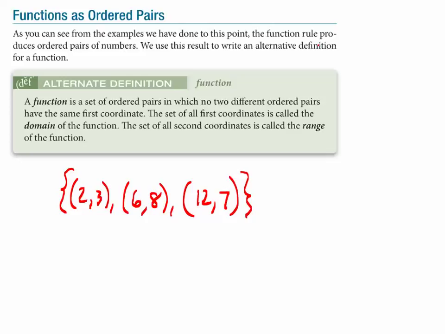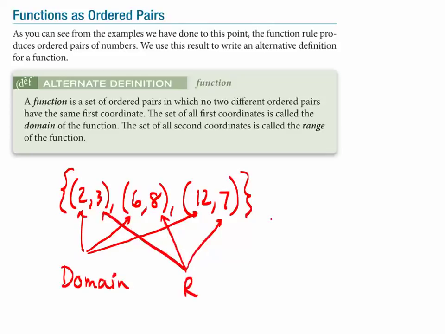Whenever we talk about a function, or whenever we talk about coordinates or points, the first number here, the 2, the 6, and the 12, is always going to be our domain. And the last numbers, the y values, are always going to be our range. Whatever you plug in, because x values are the ones that we always plug in, the y values are the stuff we get out.